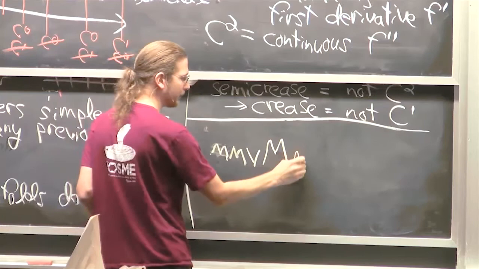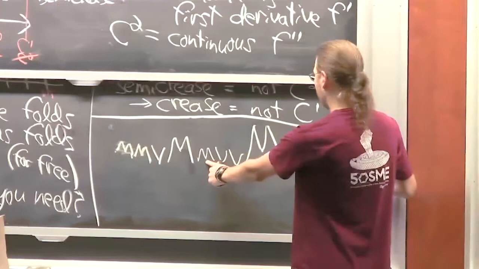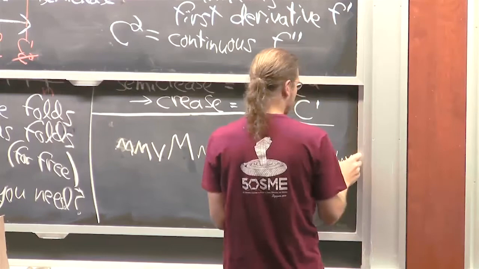And then I make another mountain fold. I get this on the left, and I get the reflection of that on the right. And when I reflect, I'm reading backwards and also inverting everything. V, V, and so on. So you see the kind of fractal nature here, and that's what gives the cool curve.